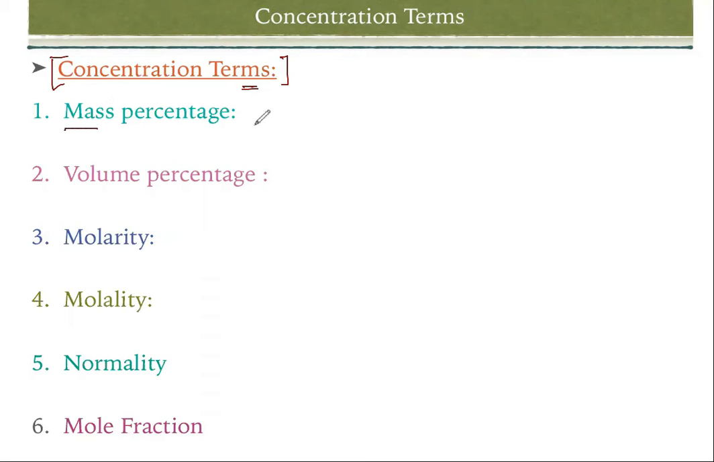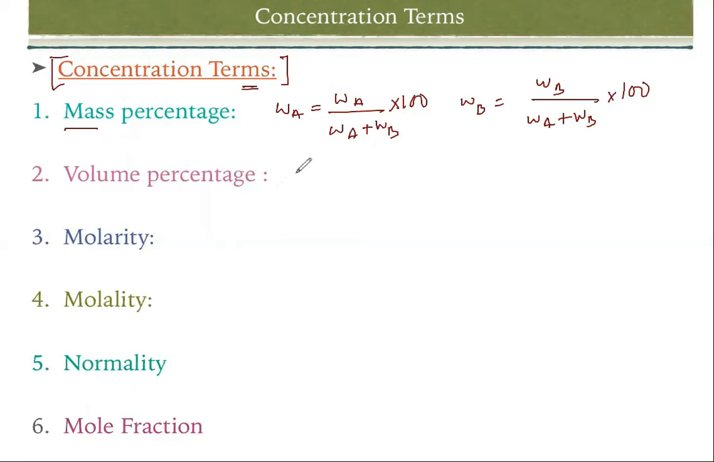What is mass percentage? Mass fraction of A is equal to WA divided by WA plus WB, or WB divided by WA plus WB for the other component. If you want to find the percentage, multiply it by 100. Volume percentage, similarly: VA divided by VA plus VB, into 100. Because we are talking about the percentage, VB is equal to VB divided by VA plus VB, into 100.